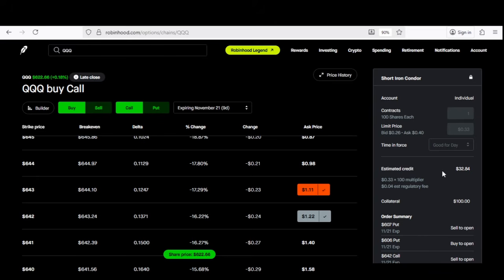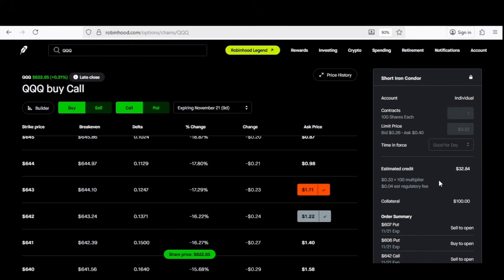Now, of key importance, I always like to highlight one thing, which is known as the ROI, or your return on investment. It's all good and well that you're making $33, but what I want to show you is the percentage of return you're going to be receiving. Now, your ROI, or your return on investment in this case, is going to be 33%. How did I come up with 33%?